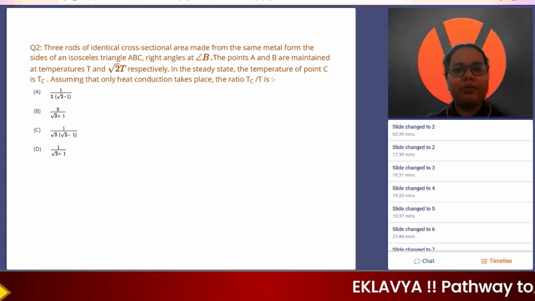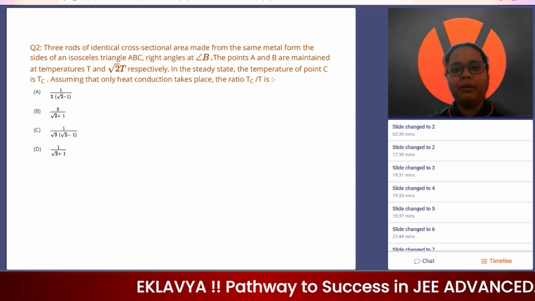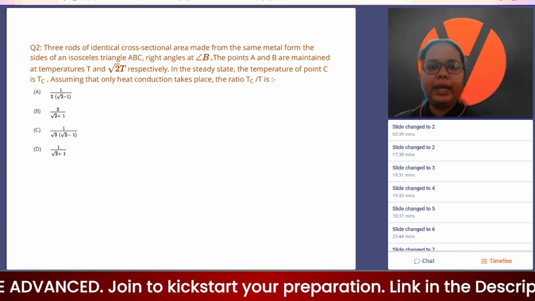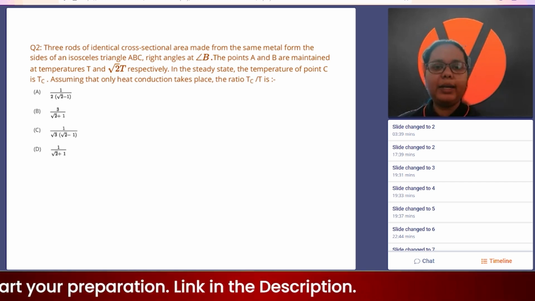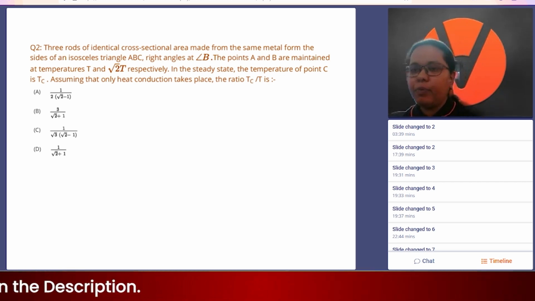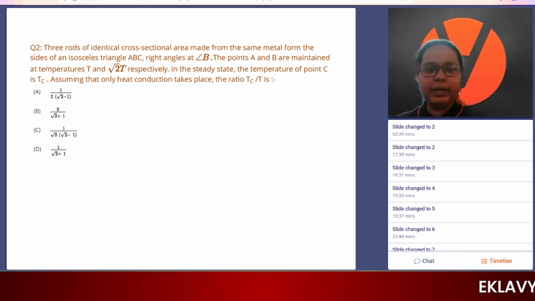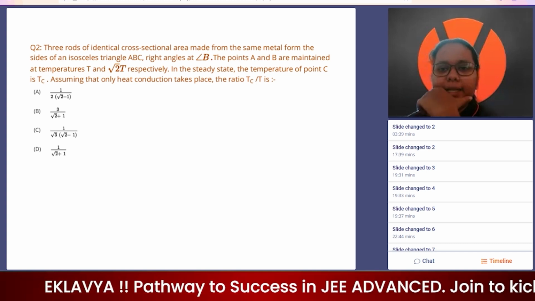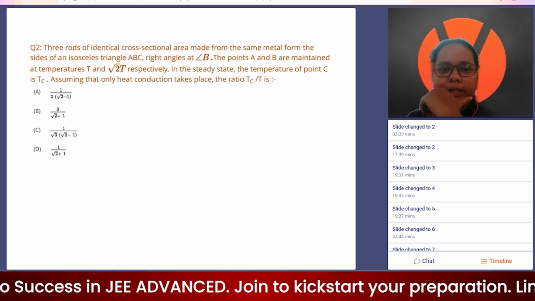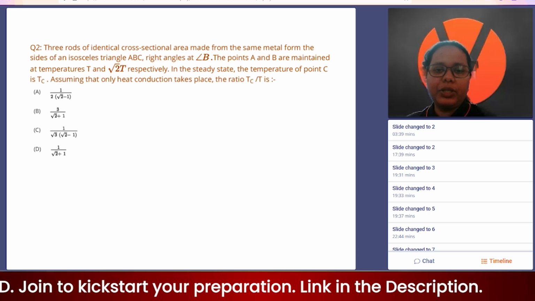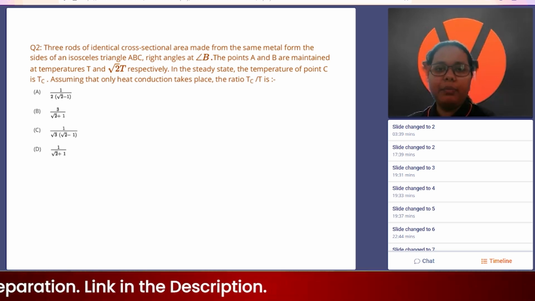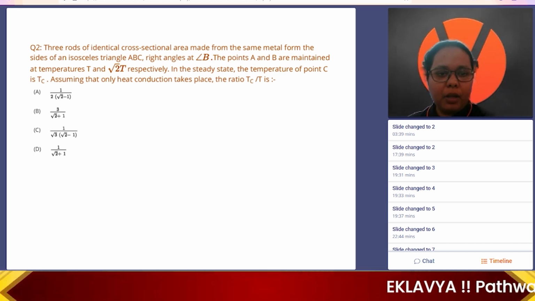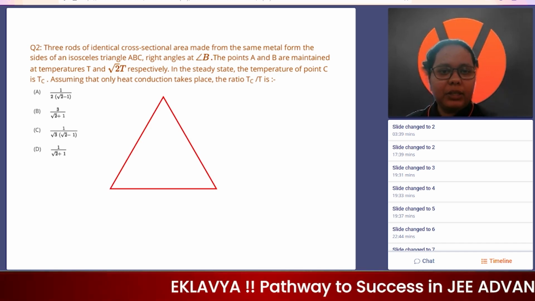Three rods of identical cross-sectional area, made from the same metal, form the sides of an isosceles triangle ABC, with a right angle at B. The points A and B are maintained at temperatures T and root 2 T respectively. In steady state, the temperature of point C is Tc, assuming that only heat conduction takes place. The ratio Tc by T is? See here what they mention: it is an isosceles triangle, and one more data they have given is a right angle at B.